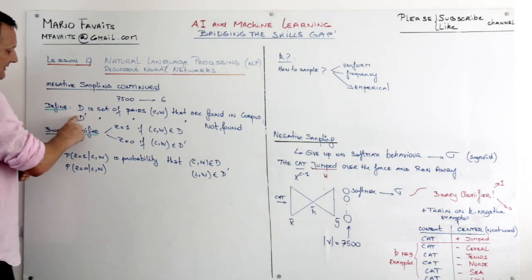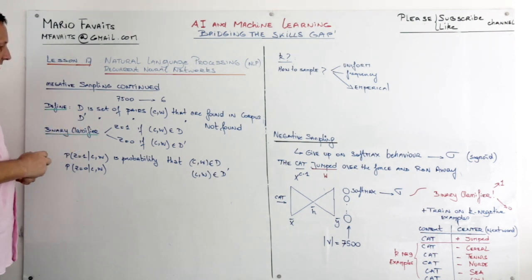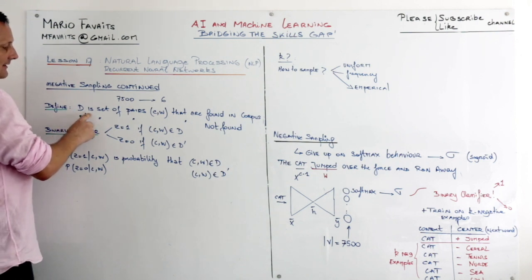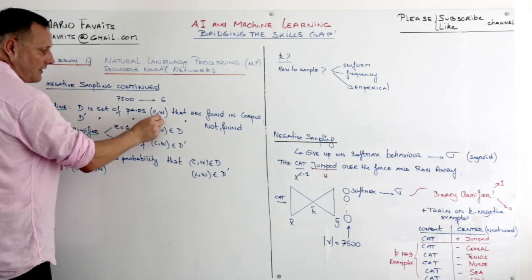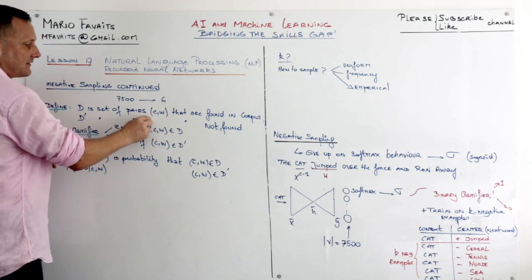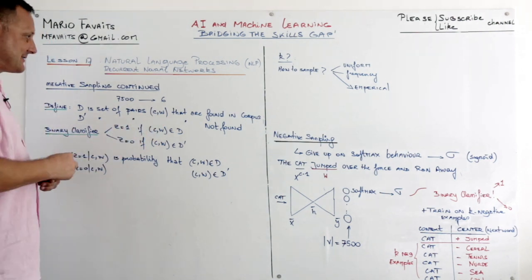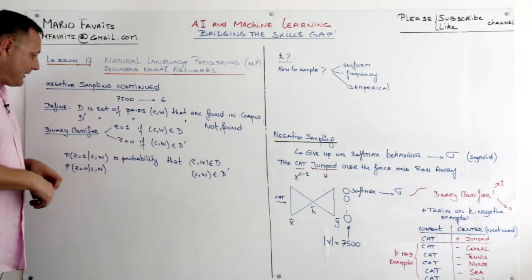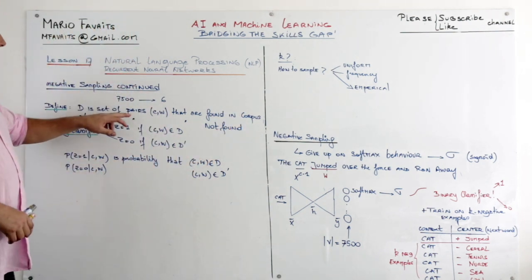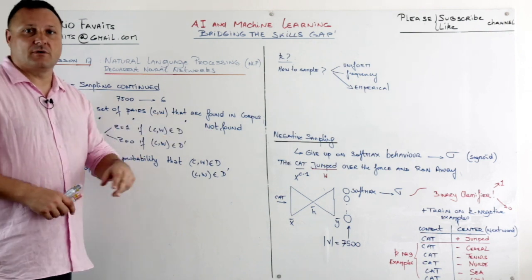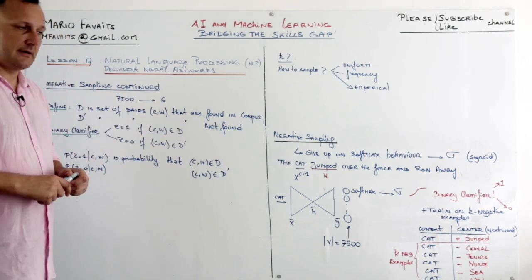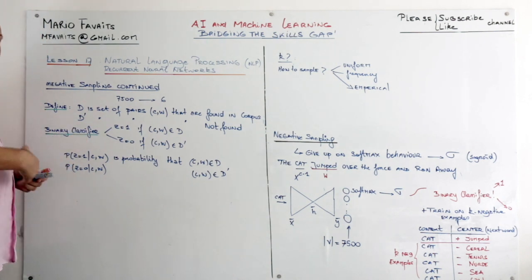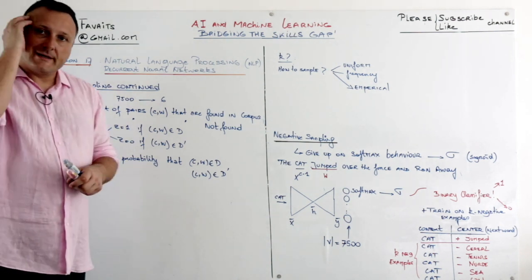And therefore we're going to define two sets. We're going to define a set D, that is a set of pairs of context center word combinations that are found in the corpus. And we call D prime the pairs that are not found in the corpus. Alright? And we've seen that D prime is typically a lot larger than D.